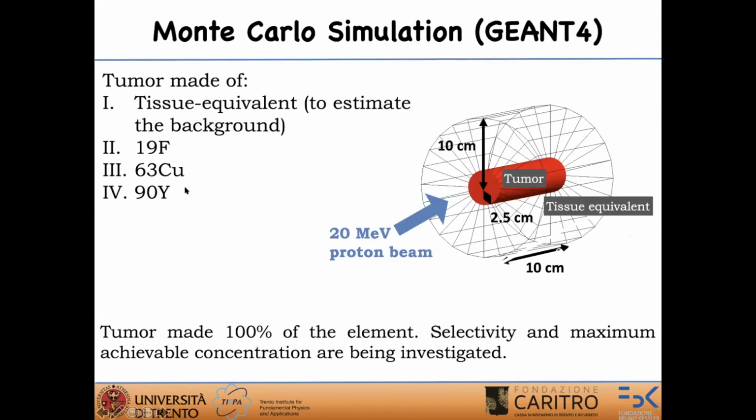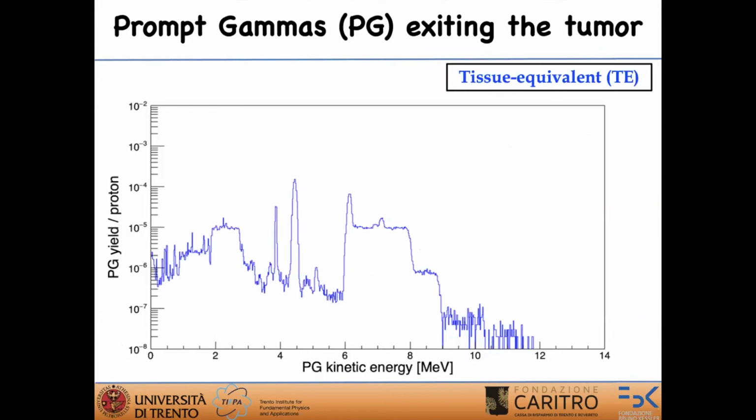So a few more slides and I'm done. We did not do any experiment yet. We just started with Monte Carlo simulation, where what we wanted to see is, if we have a tumor made of tissue, or made instead of this element, are we going to see a difference if we shoot this tumor with a proton beam, and are we going to see a difference in the prompt gammas? So we did our simulation, and that's what we found.